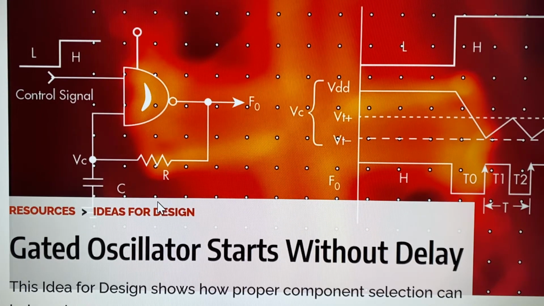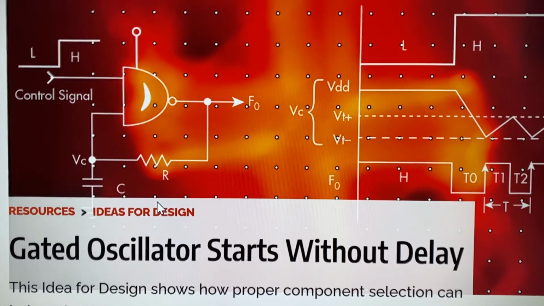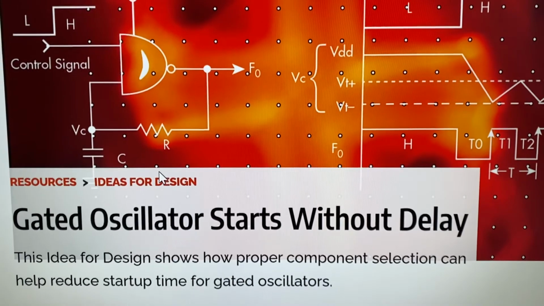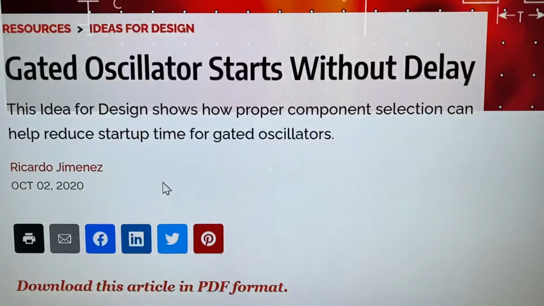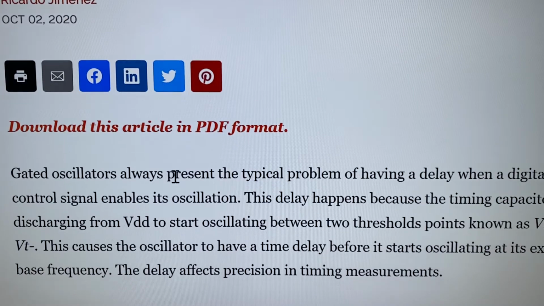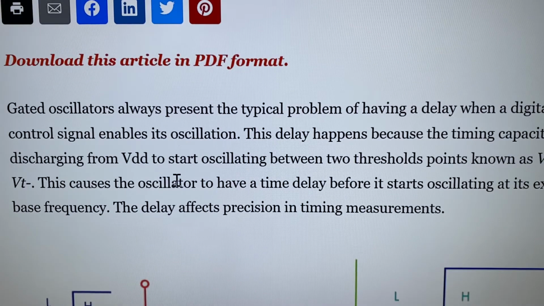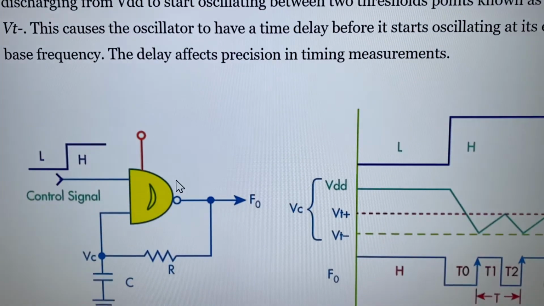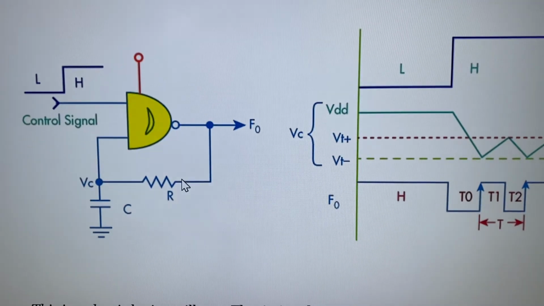Today we're going to see the gated oscillator that starts without delay. All the typical oscillators present the issue that they must have a delay before starting to oscillate at their expected frequency.